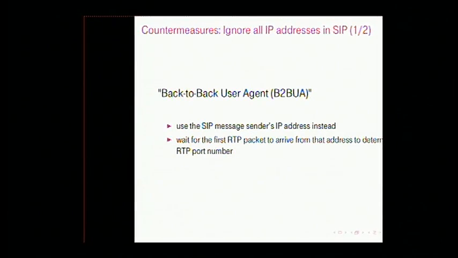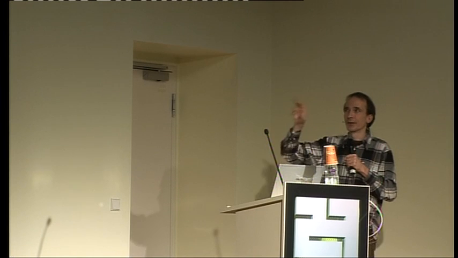You can simply ignore all IP addresses in SIP. SIP providers do this very often. You have an entity called a back-to-back user agent, which simply replaces all IP addresses inside the SIP message with the IP address of the SIP message itself. It gets a bit tricky with RTP because you have to wait for the first RTP packet to know what port number this RTP stream has, which leaves a small window of attack open. If an attacker sends an RTP message in this small window, you can trick a back-to-back user agent into redirecting RTP traffic to yourself.